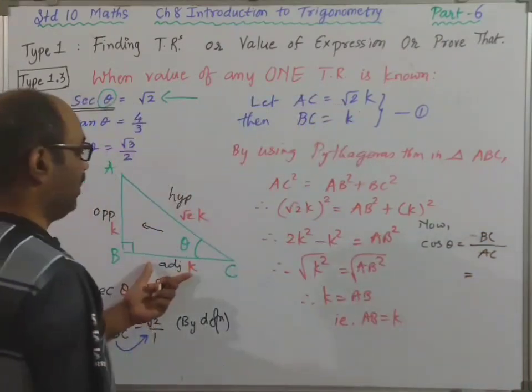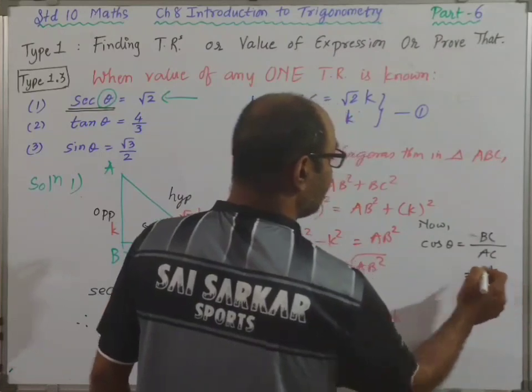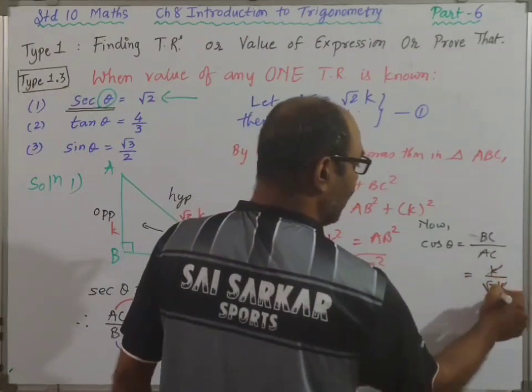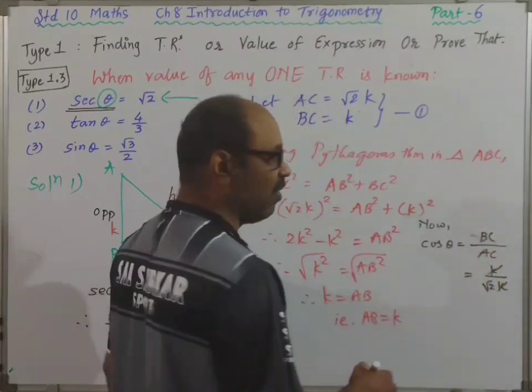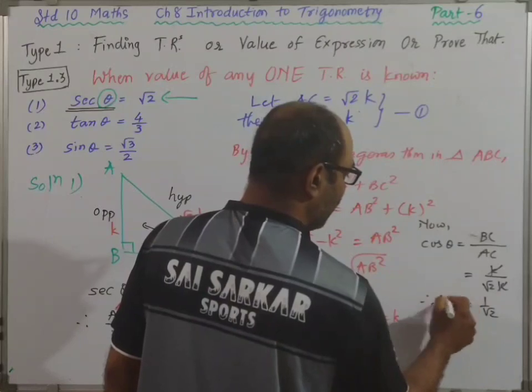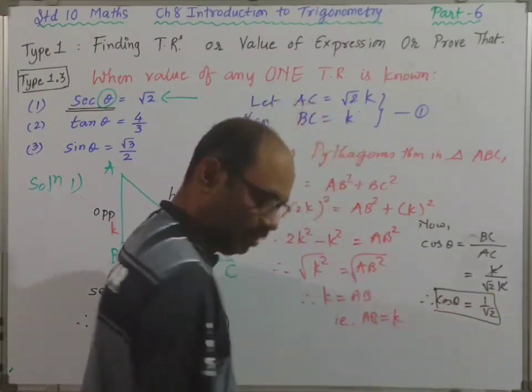BC is K. AC is root 2K. K upon K is 1. So that is 1 upon root 2. Therefore cos theta is equal to this.